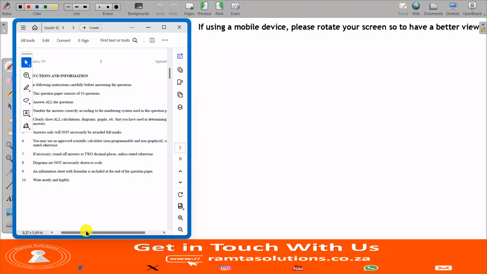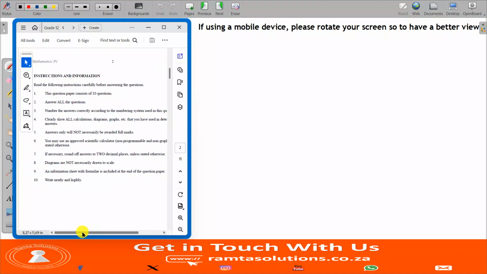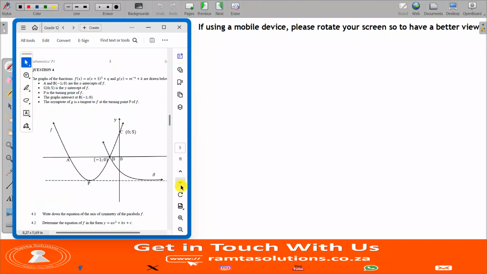And then, of course, instruction number 10: write neatly and legibly. We struggle with this one, but we will improve. I get it, guys. All right, so now let's get to our questions and ace this test.